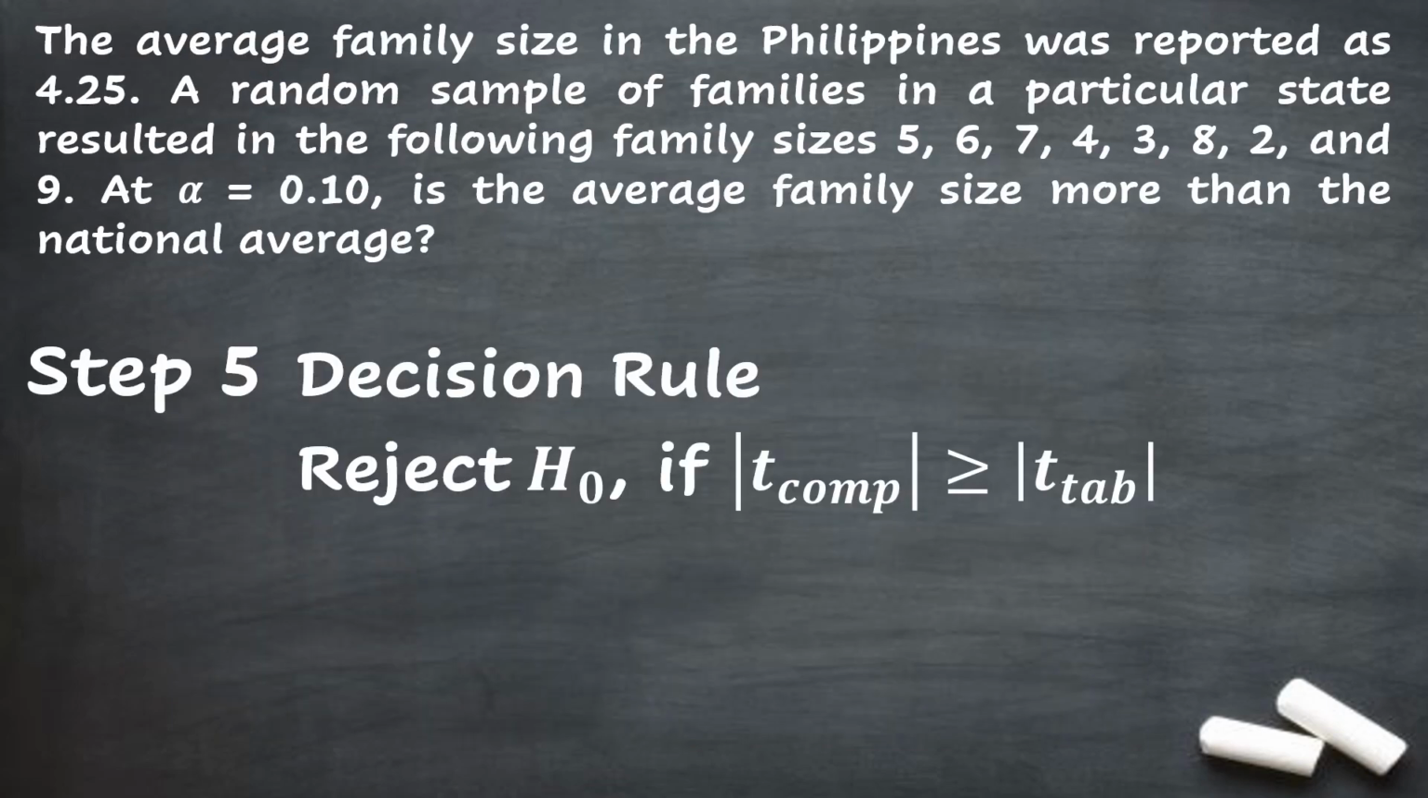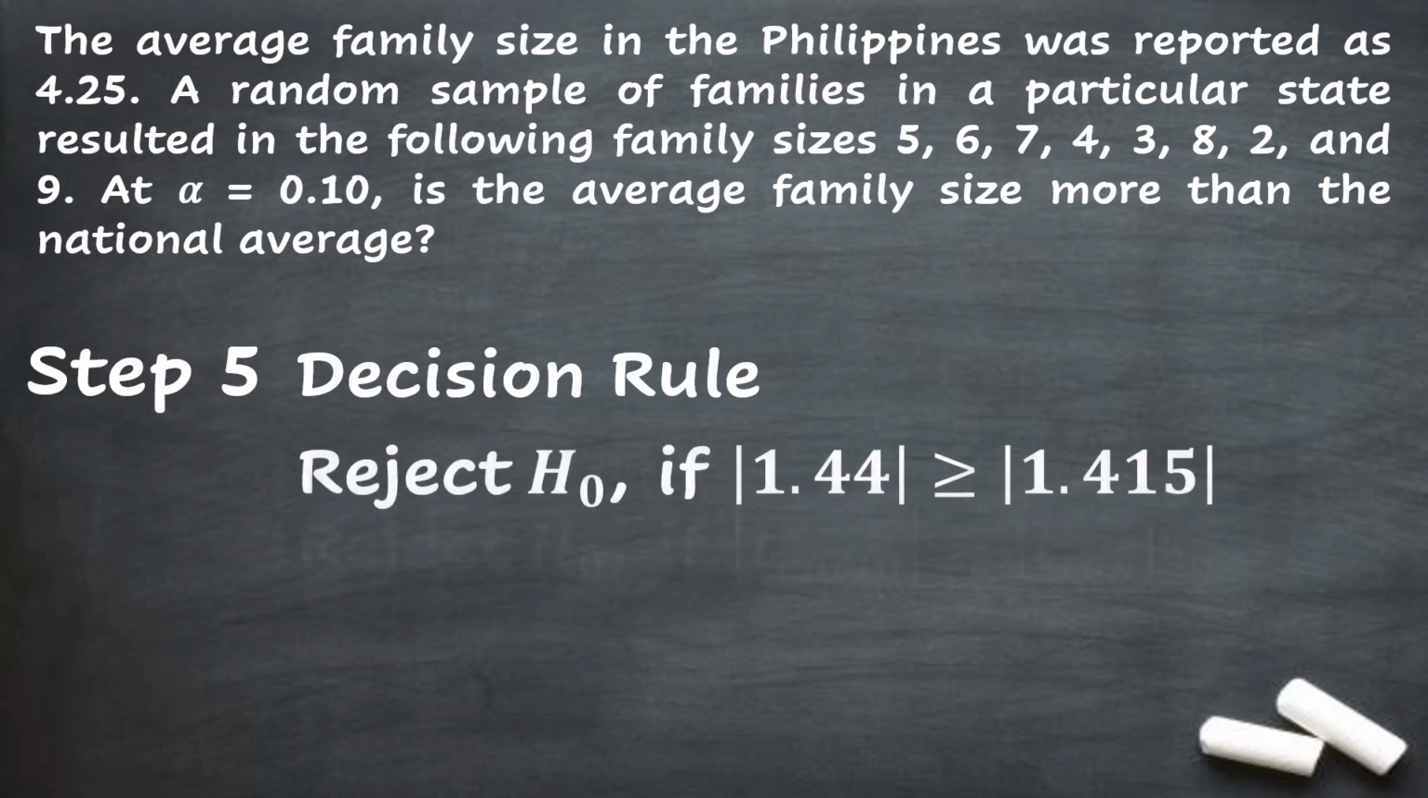Now that we know the values for our t computed and our t tabular, all we have to do is substitute the given values. Substituting the values for t computed and t tabular, the decision rule will be reject the null hypothesis if the absolute value of 1.44 is greater than or equal to the absolute value of 1.415.